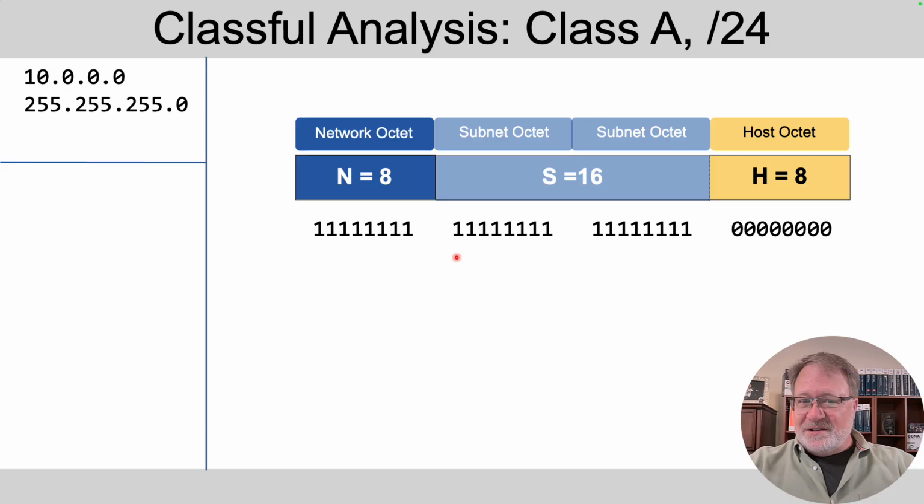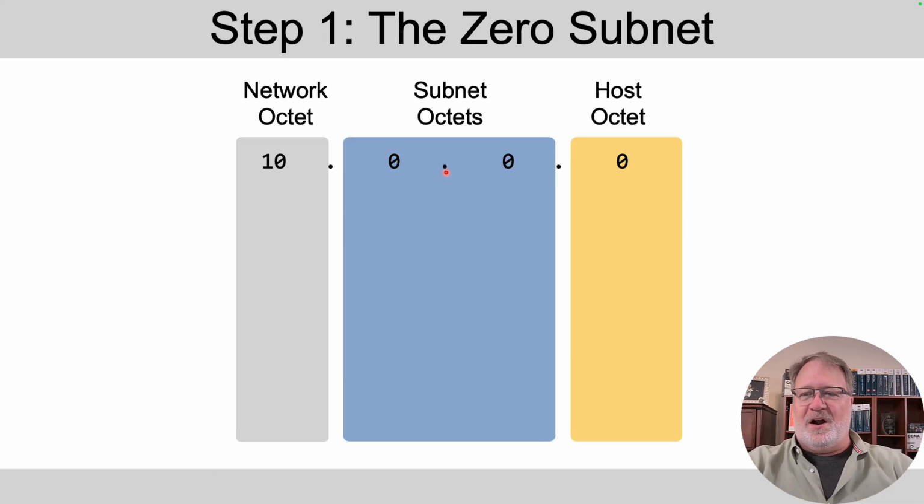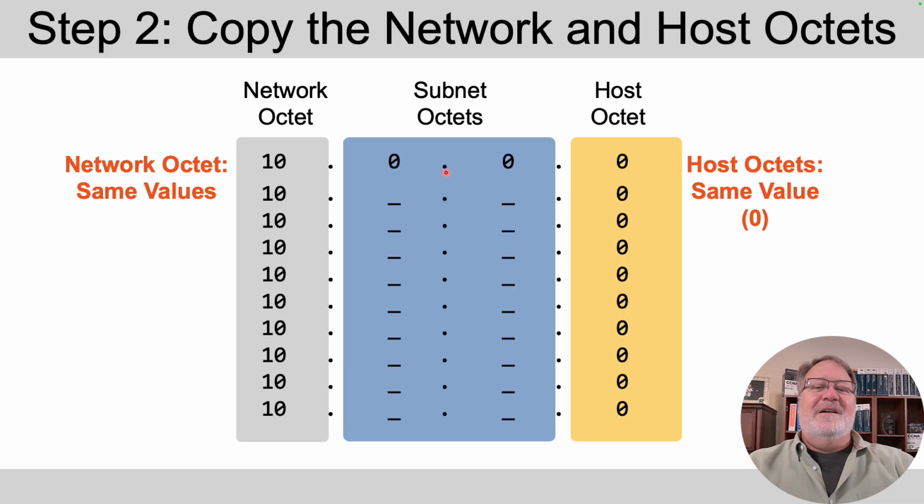So classful analysis is Class A network, 8 network bits, 1 network octet. That part stays the same for every subnet ID. 1 host octet, that part stays the same as 0 for every subnet ID. These change, these middle 2 octets, by our classful analysis. So here you go. You write down network 10 as the first subnet, the 0 subnet. You copy the 10s, you copy the 0s in the 1st and 4th octets. Then you've got to figure out what to do in here.